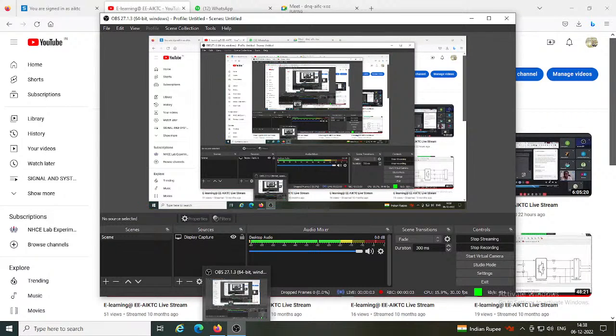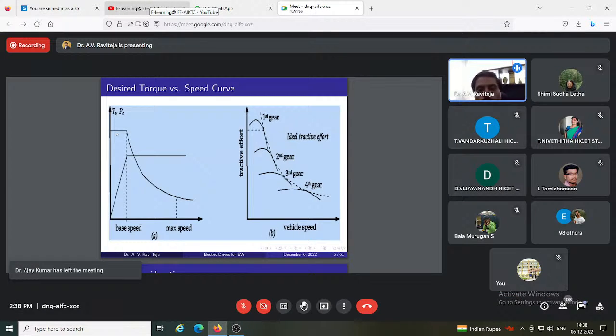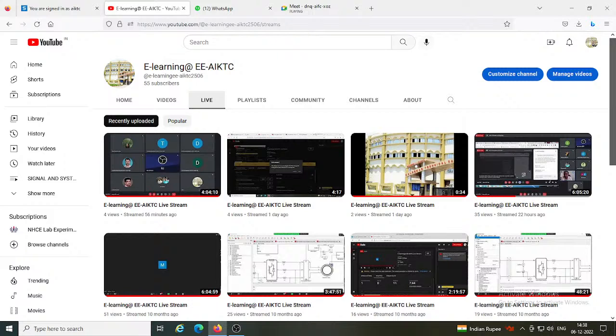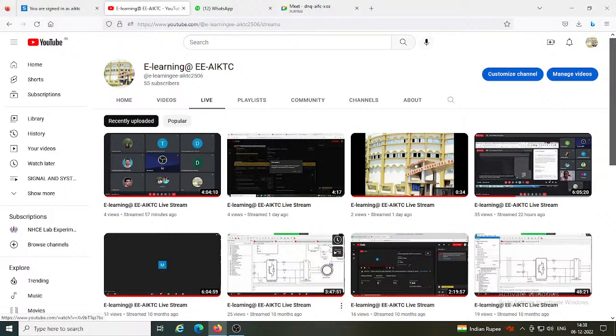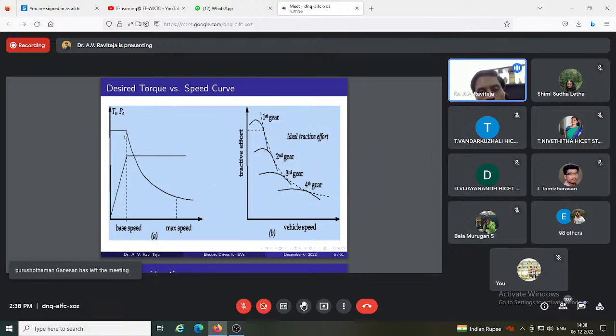Because at starting the vehicle is at rest, you have to overcome the static friction, so you need more effort, more torque. And as the vehicle keeps rolling or keeps moving, there is rolling friction which is significantly less in comparison to static friction. So thereby, as the speed increases, smaller torque will do the job. Right? So this is the typical torque speed characteristic that is desirable in an electric vehicle.